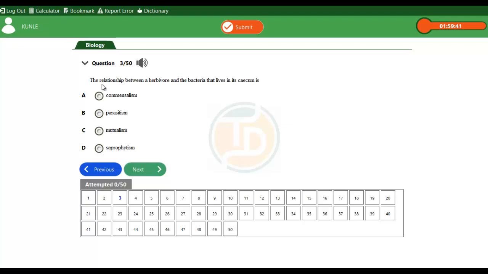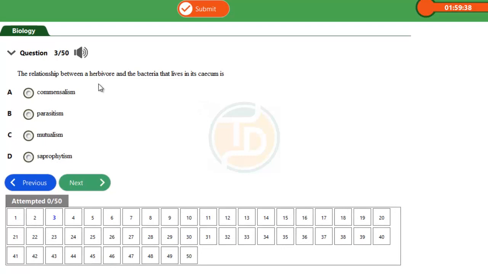Question 3, 2016 biology. The relationship between a herbivore and the bacteria that lives in its cocoon is dash. Option A, commensalism. Option B, we have parasitism. Option C, we have mutualism. Option D, we have saprophytism.